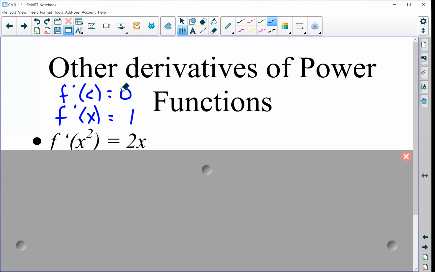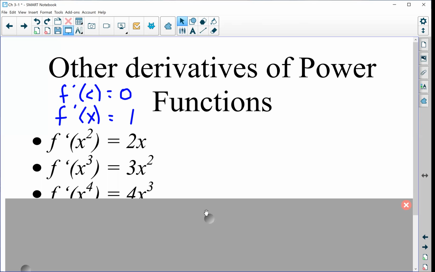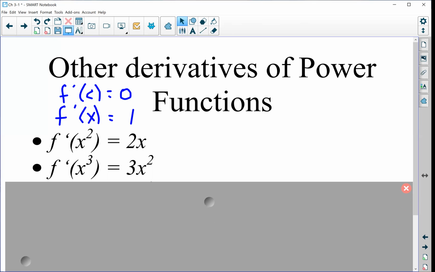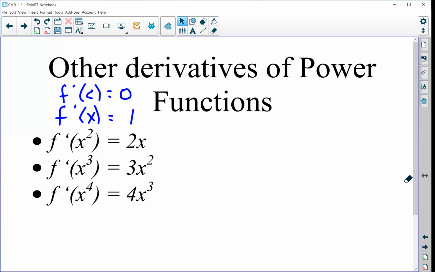Other derivatives of power functions. So we've got the derivative of a constant is 0, the derivative of x is 1, the derivative of x squared is 2x, the derivative of x cubed, anyone want to take a guess? 3x squared. Why would you say that? 3x squared. x to the fourth, 4x cubed, x to the fifth, 5x to the fourth, x to the sixth.